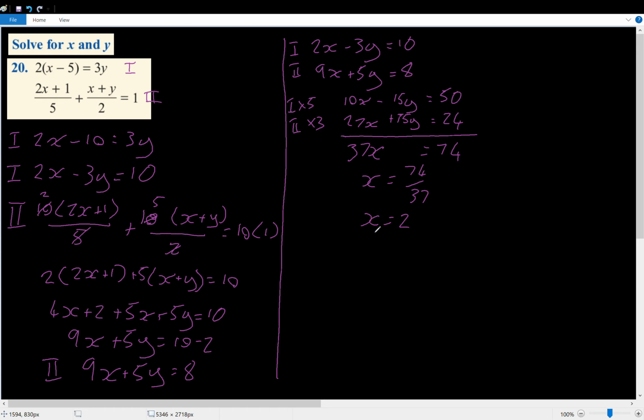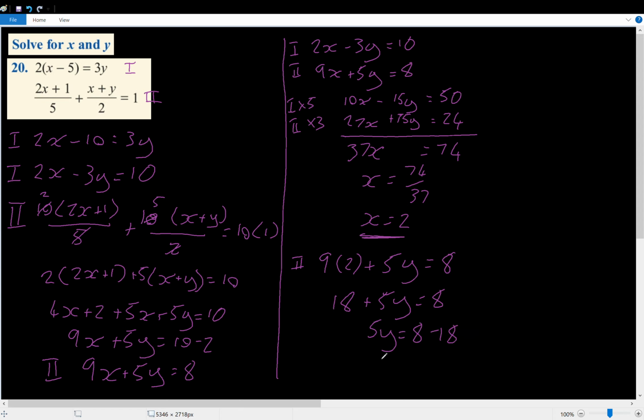Now we can take our value for x here, and we're going to put that back into either of our equations, equation 1 or equation 2, to get our value for y. So I'm going to put it into equation 2. So we're going to get 9 times 2, because we already have a value for x, so it's not 9x anymore, plus 5y is equal to 8. That's going to be 18 plus 5y equals 8. So we're going to get 5y equals 8 minus 18. We're going to get 5y equals minus 10.